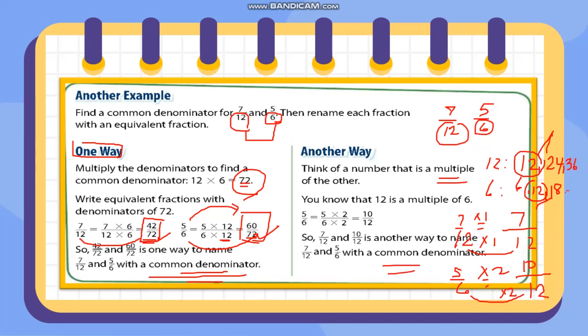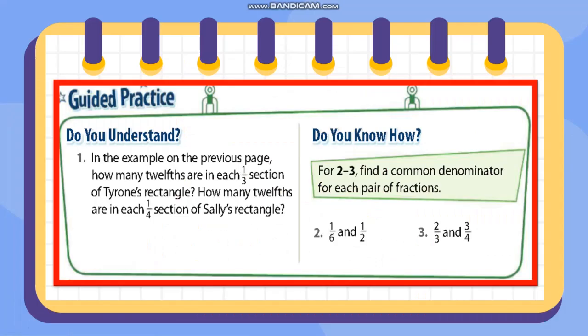Okay, now let's answer the following. In the example on the previous page, how many twelfths are in the 1/3 section of Tyrone's rectangle and how many twelfths are in each 1/4 section of Sally's rectangle?